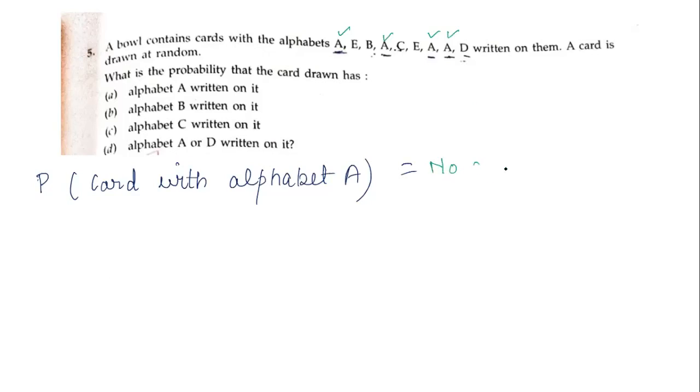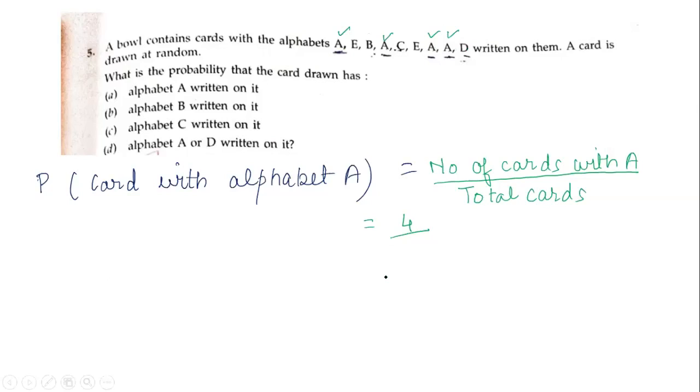So number of cards with A, आप क्या लिखेंगे? Number of cards with A by total cards. Number of cards with A are 4. Divide by total cards. 1, 2, 3, 4, 5, 6, 7, 8, 9. So total cards are 9. Number of cards with A written on it divided by total number of cards, that is 4/9.